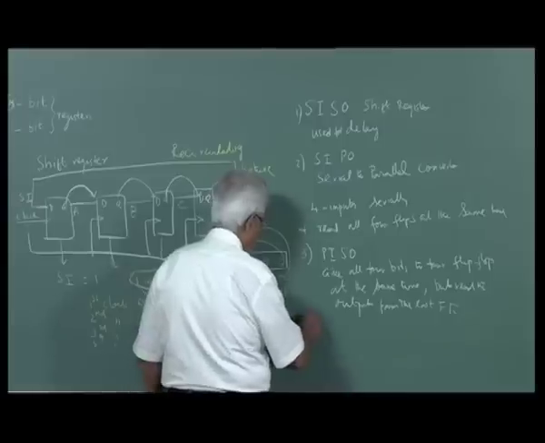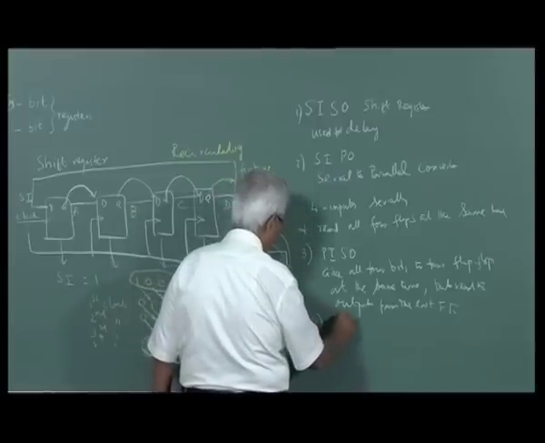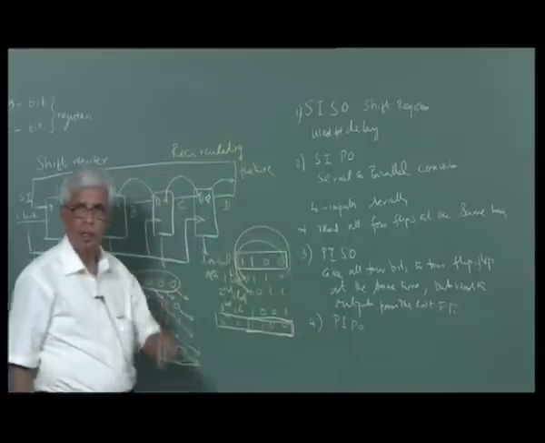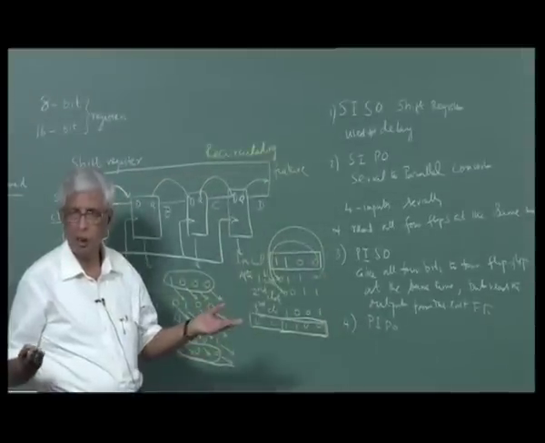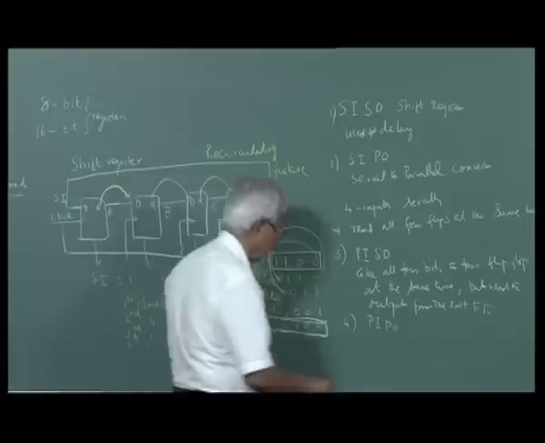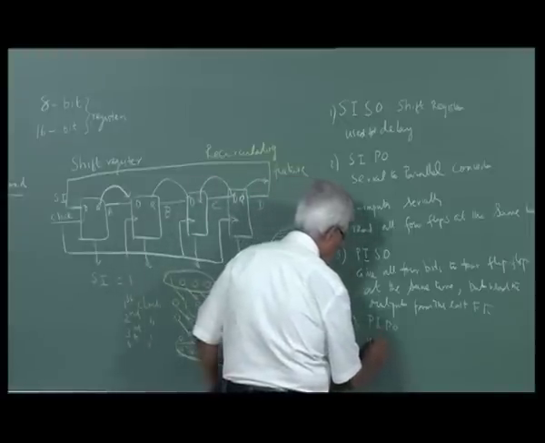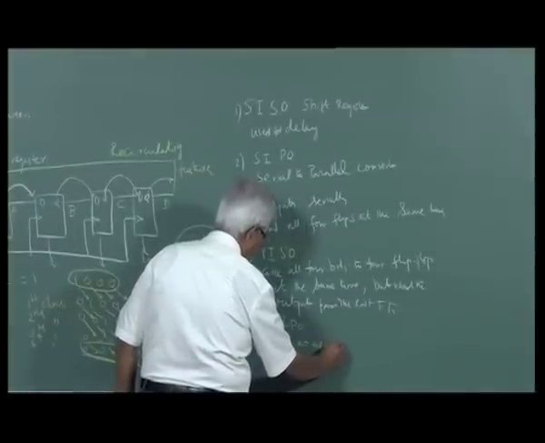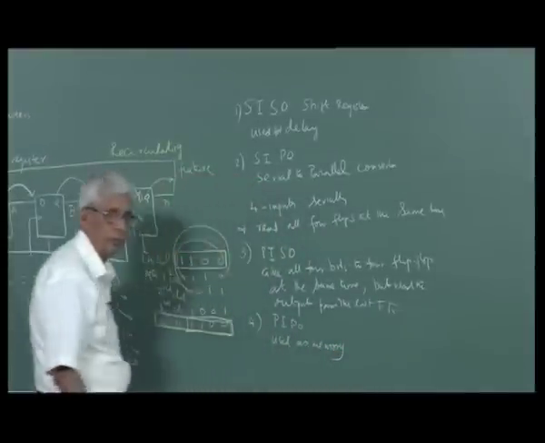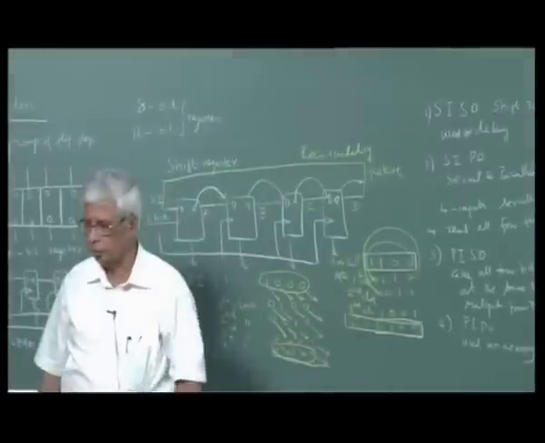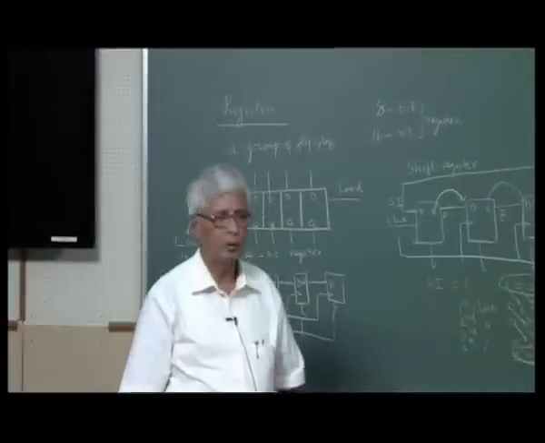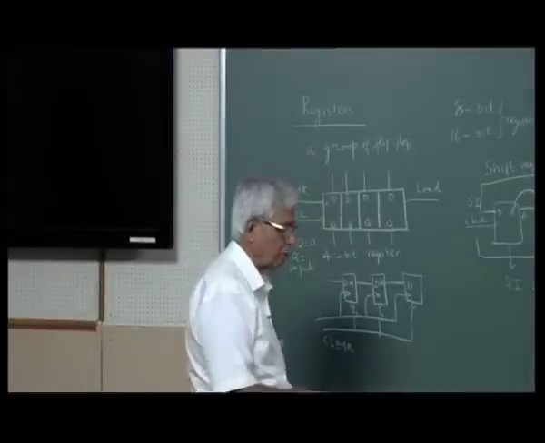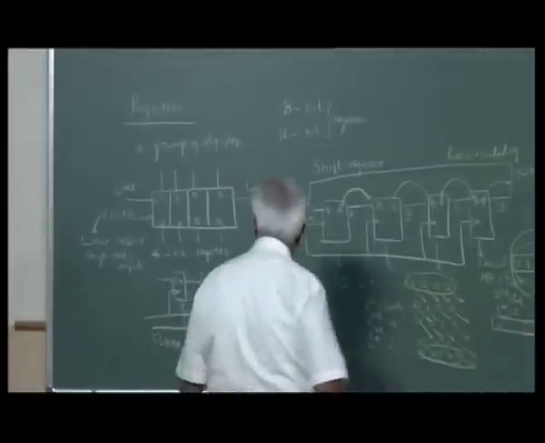And fourth is parallel input, parallel output. I give inputs all at the same time, take outputs all at the same time. This is used as memory. That is how you have different types of shift registers. So, we will give a simple example of what we can do with this shift register.